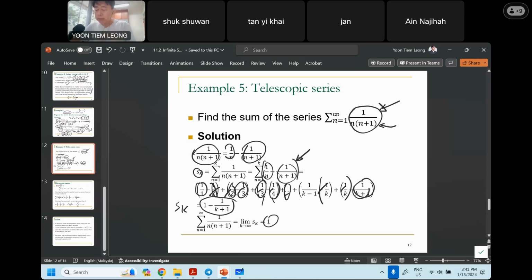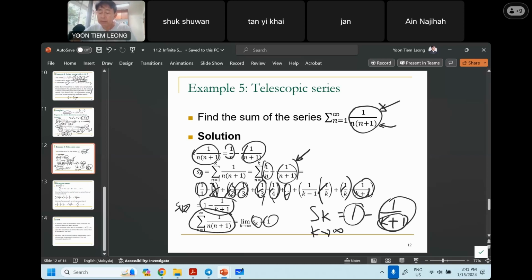So then what you do is you let k go to infinity. When you let k go to infinity, that represents the partial sum in S, where k runs to infinity. So the calculation of the infinite series is just equal to the limit of the partial sum Sk, where k tends to infinity. And that is just equal to 1, because the partial sum Sk is 1 minus 1 over k plus 1. So when k goes to infinity, this whole term will just drop to 0. So what is left is just 1.